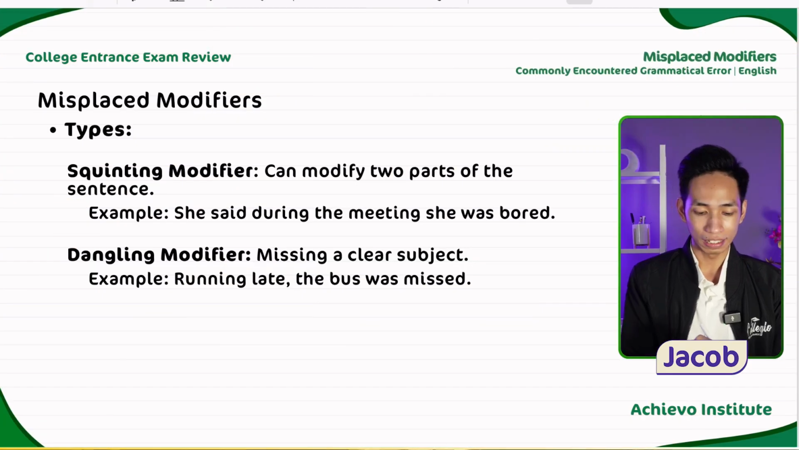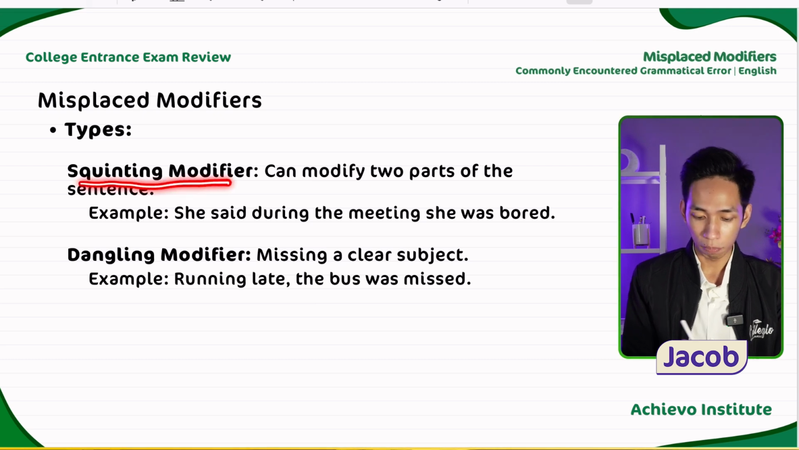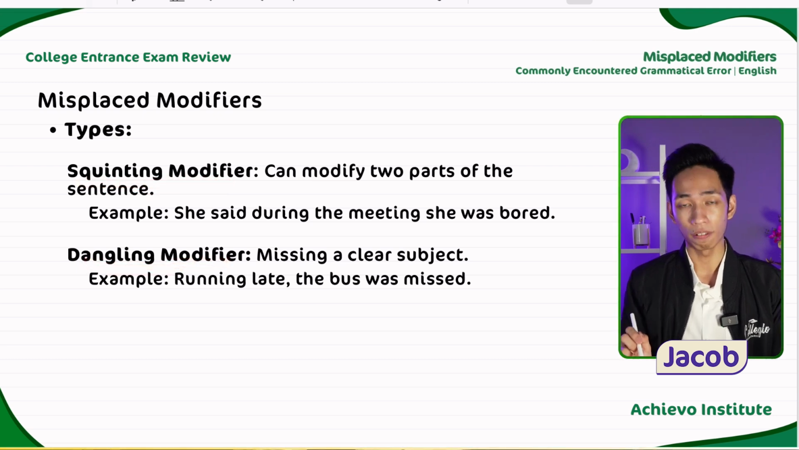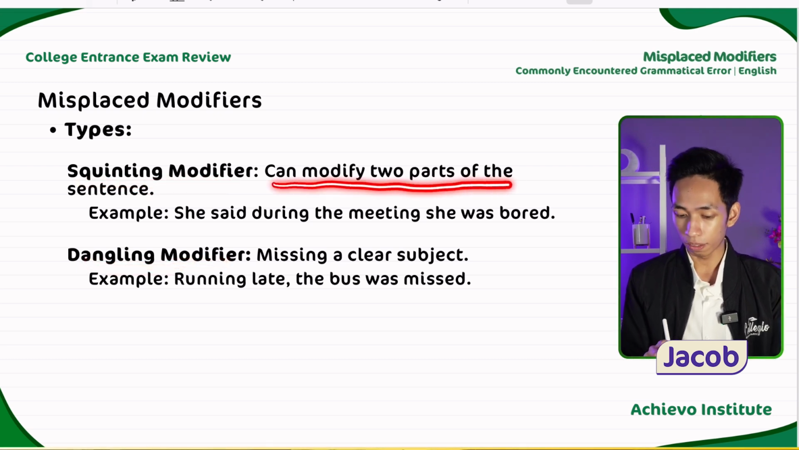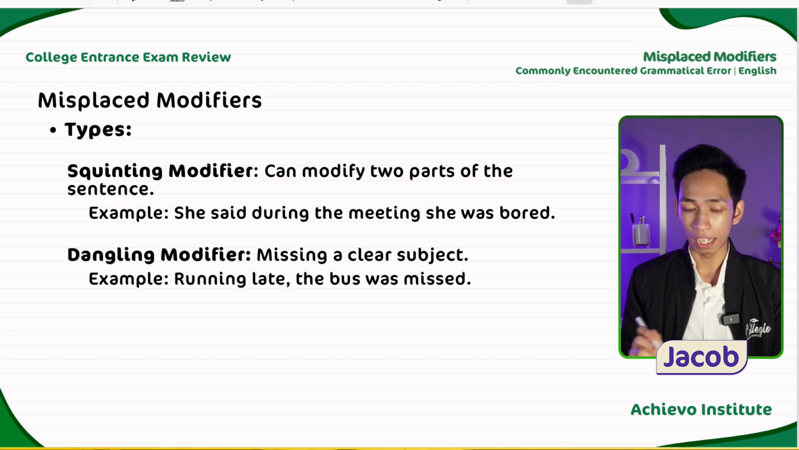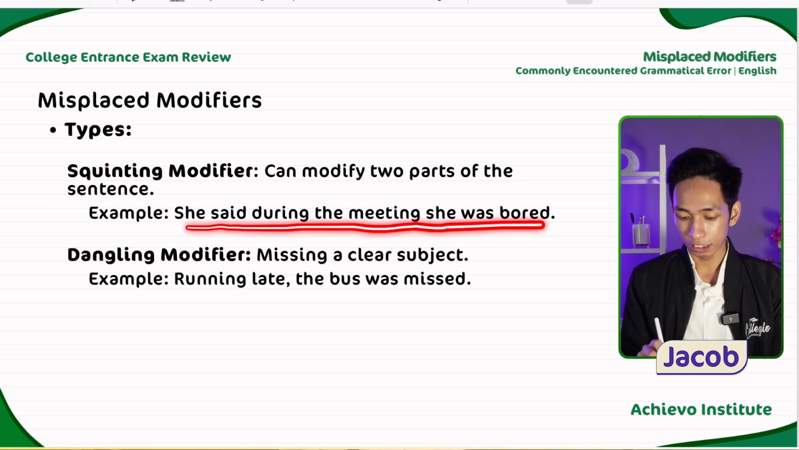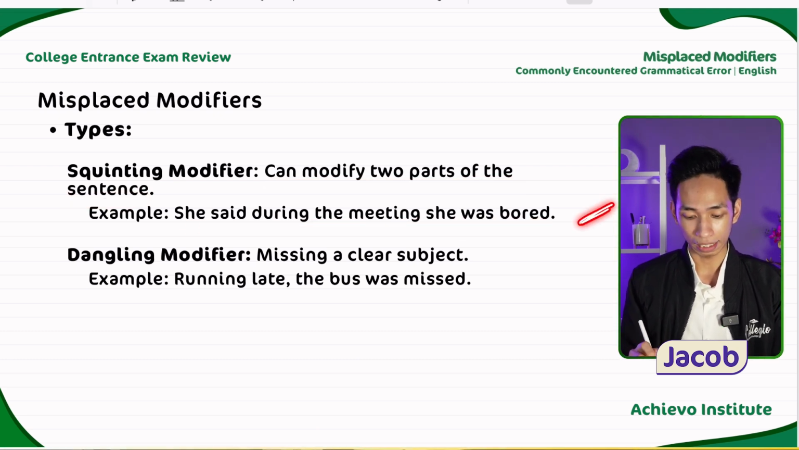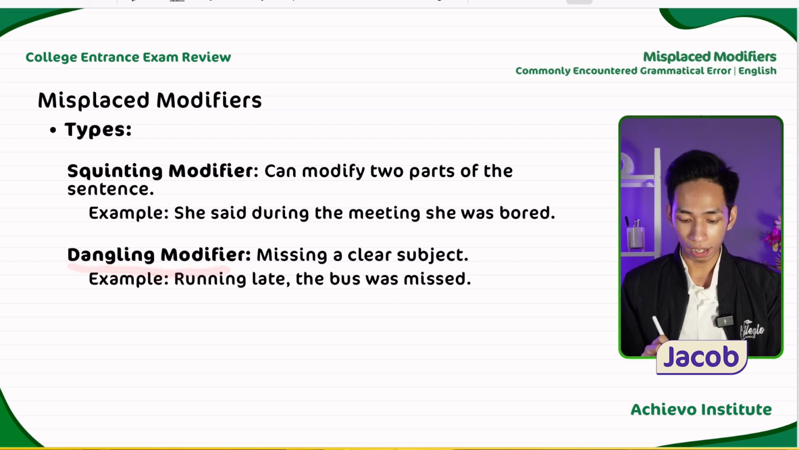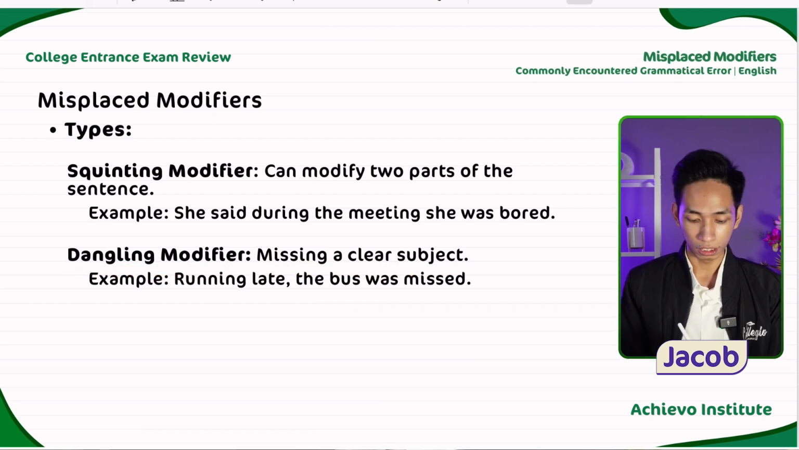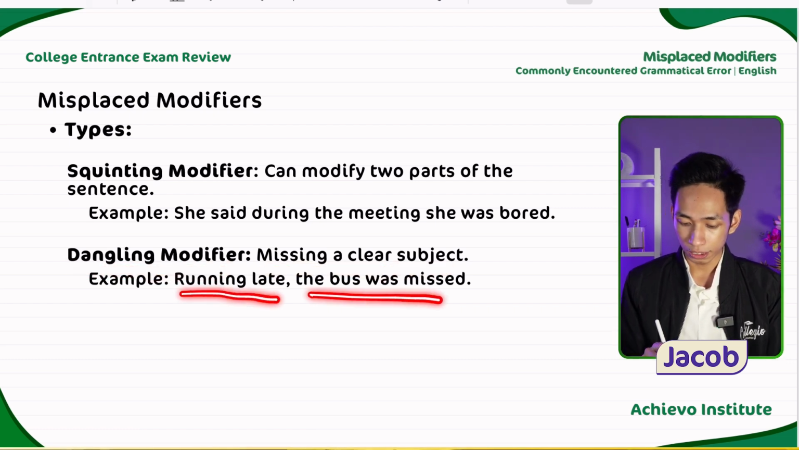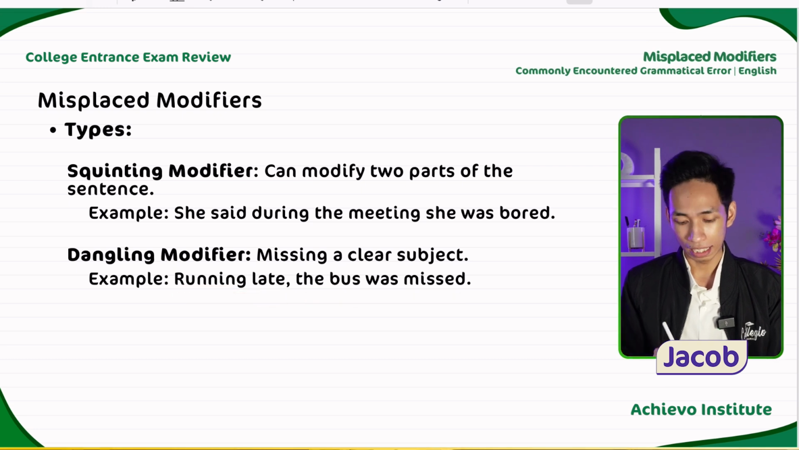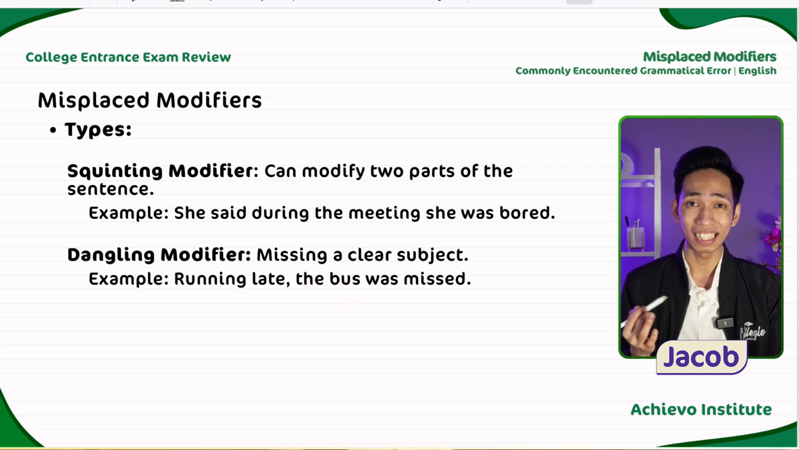Another issue is the misplaced modifiers. It has two types, squinting modifier and dangling modifier. For the first one, it can modify two parts of the sentence. For example, she said during the meeting she was bored. This can be corrected later. For the dangling modifier, we have a missing subject. For example, running late, the bus was missed. Who is running late? It can't be the bus. So we are missing a subject here.